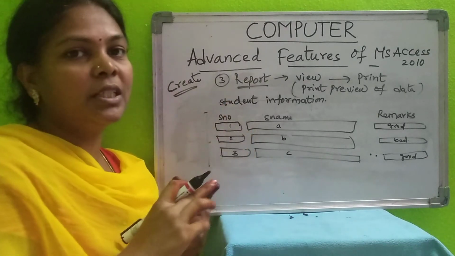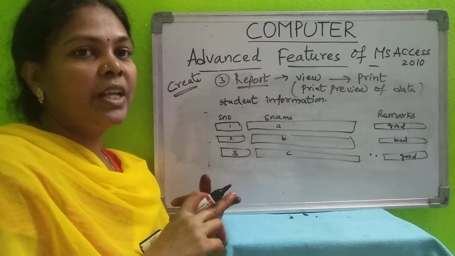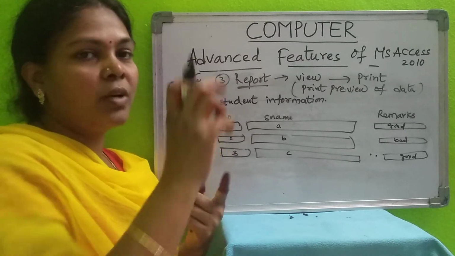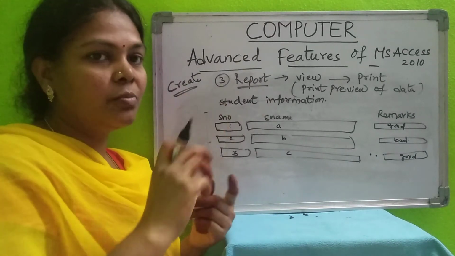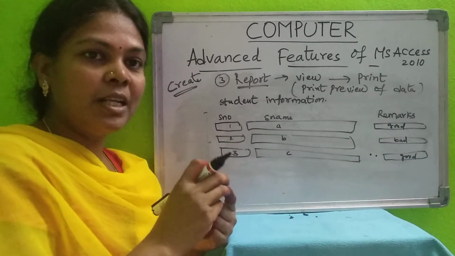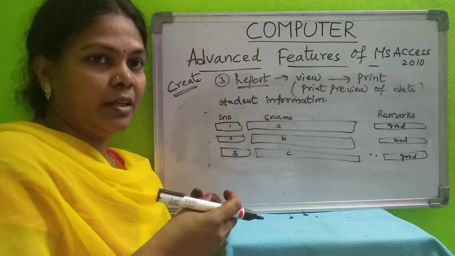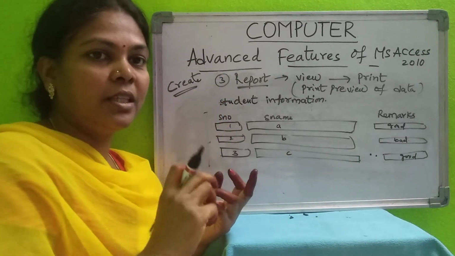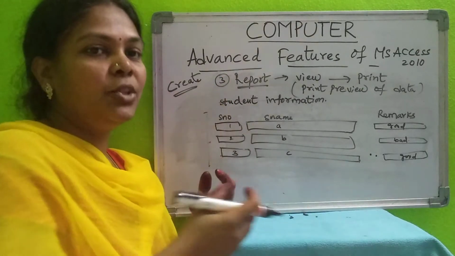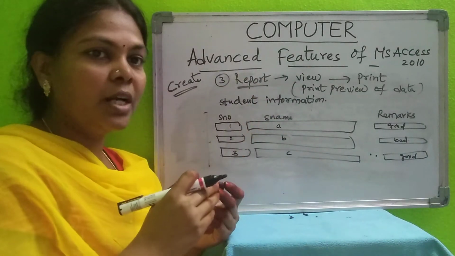So what we have learned? Query, forms, reports. Query is nothing but a question. What columns you want, in which order you want, you have to mention in the query design and run that query. After running you can save it. Next one is forms. You can view the data in the table and you can enter new records into the table. Those records will be saved into your table.